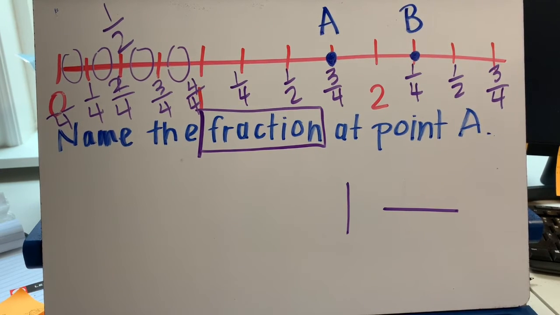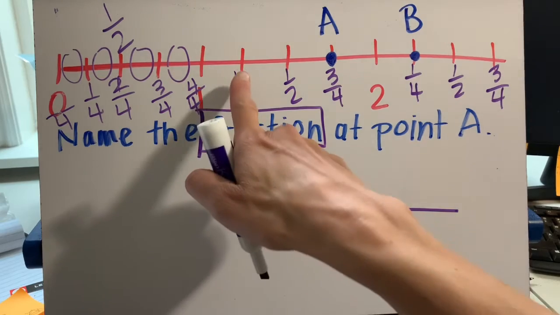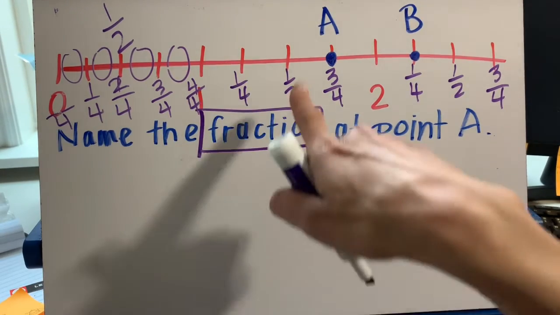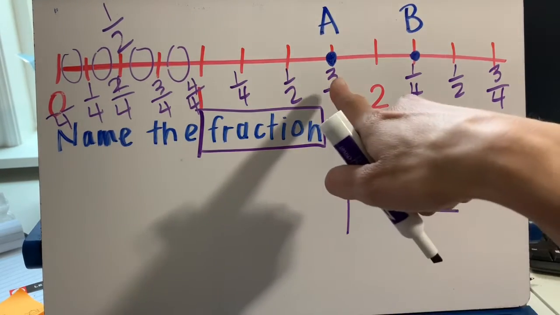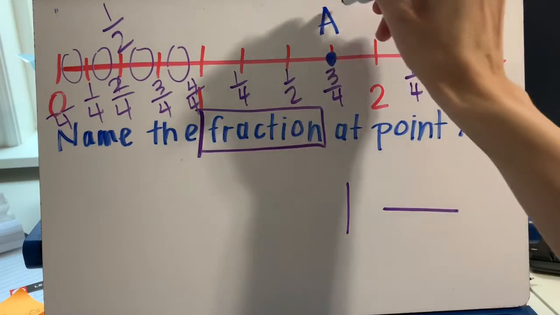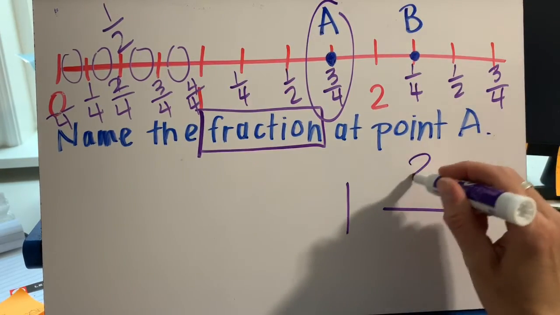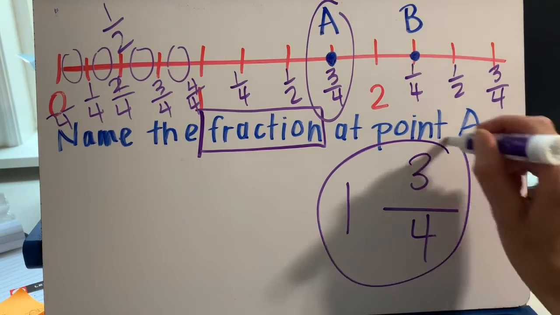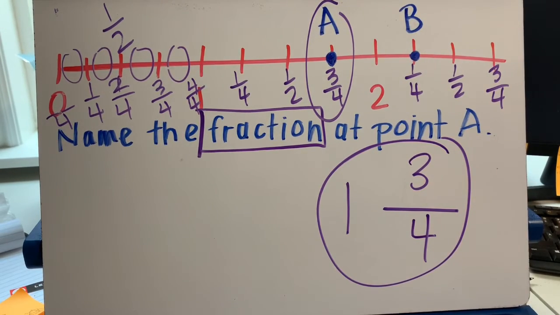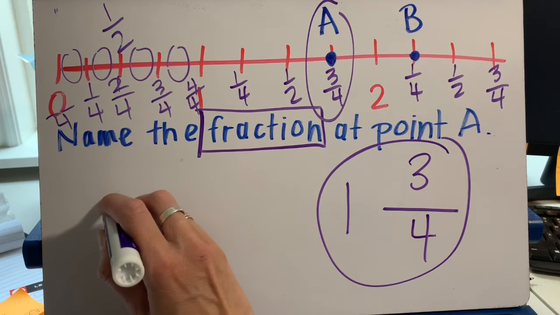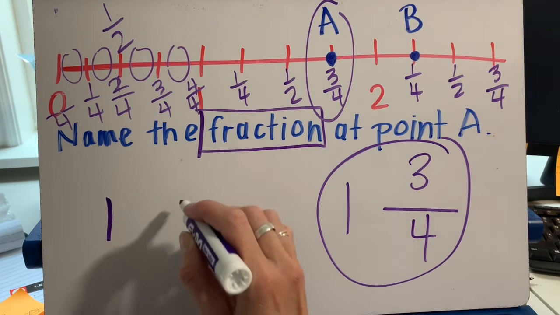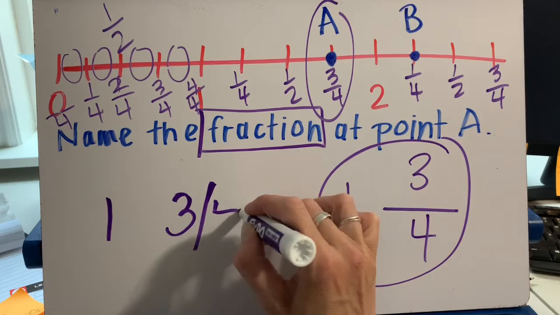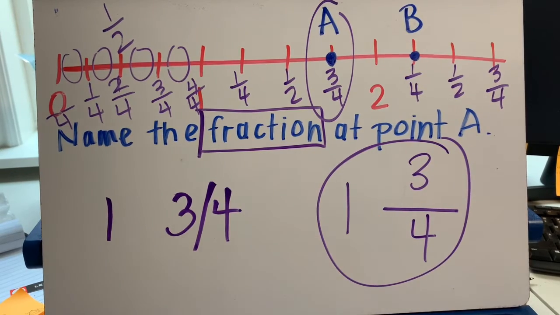Now, after I've written my inch, I want to write my fraction. Is my point on 1/4? No. Is my point on 1/2? No. Is my point on 3/4? Exactly. So I'm going to come down here and write 3/4. My answer would be 1 3/4. On a Chromebook, it might look something like this: 1 and then a space, a 3/4. 1 3/4 would be my answer.